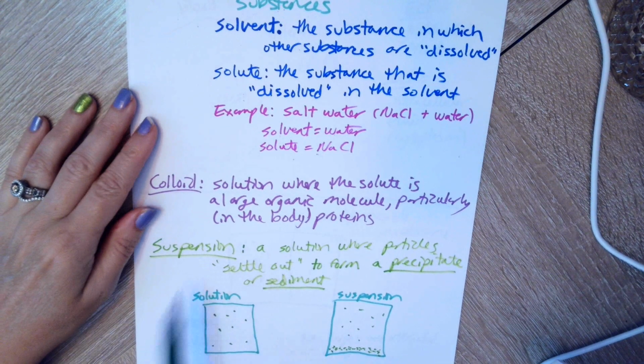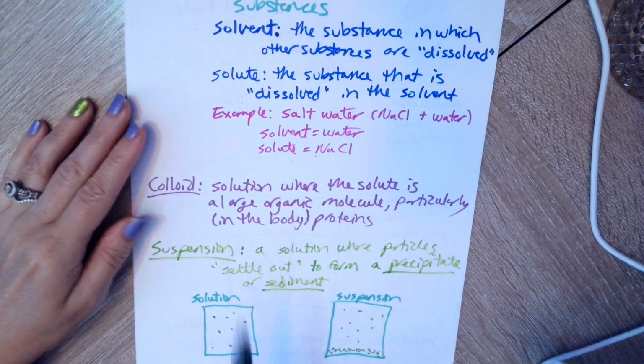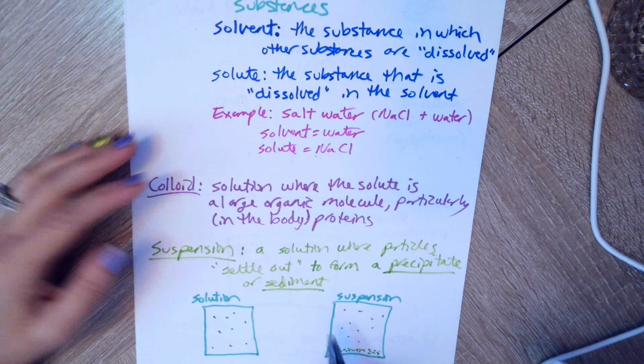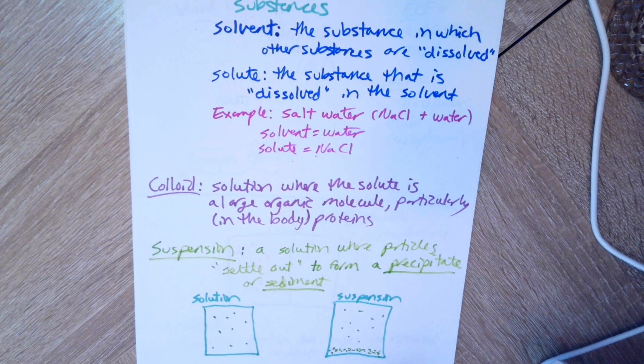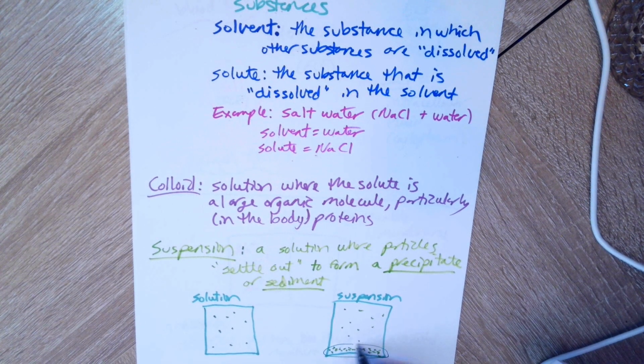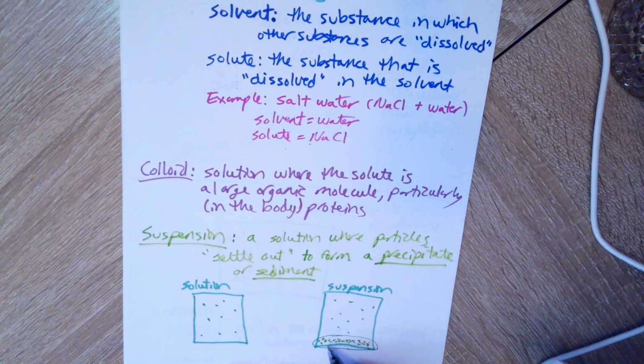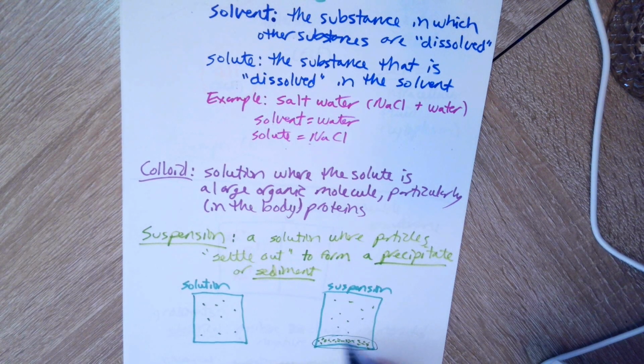Now, a suspension is when the solution has the solute essentially settling out to form something called a precipitate or sediment at the bottom, and that would be that stuff down here. So here in the solution, everything is all interspersed and just floating around evenly. But in the suspension, some of those solutes have come out, and they're at the bottom. And I put a pretty thick layer here. Well, a medium layer, I guess you could say. It could be less, it could be more.